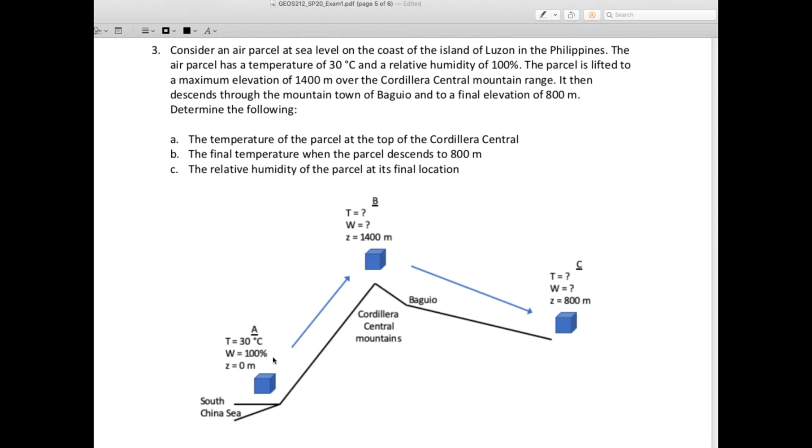It is saturated when it starts, and therefore the lifted condensation level, another way of looking at this, is at an elevation of 0 meters. And so the key insight is that we don't need to stop and determine the elevation at which the parcel saturates and then proceed to lift it along the moist adiabatic lapse rate like we did in the lab. We can just proceed to lift this parcel up 1,400 meters at the moist adiabatic lapse rate. Okay, so what does this look like?